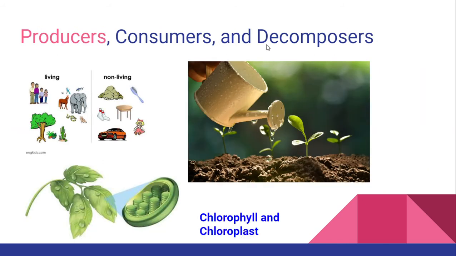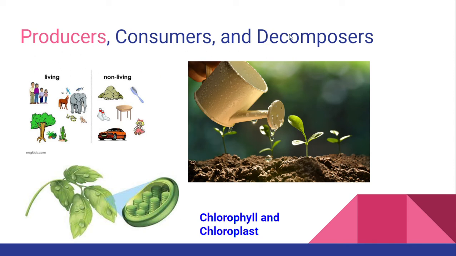Okay, so we all know what living and non-living things are, right? So, for instance, a dog is a living thing. A chair is not a living thing. A plant is a living thing, but a rock is not a living thing. But when we talk about living things, there are multiple groups we can put them in. The three main groups are producers, consumers, and decomposers.